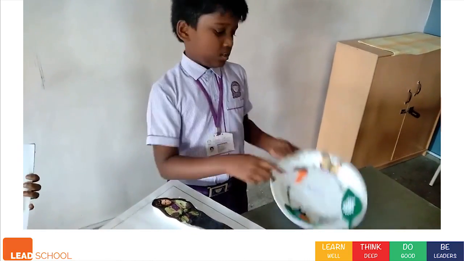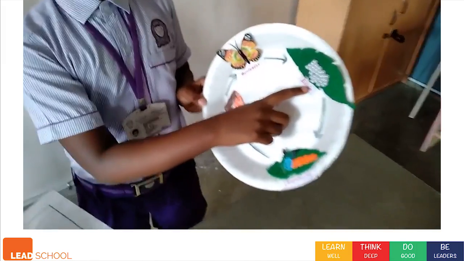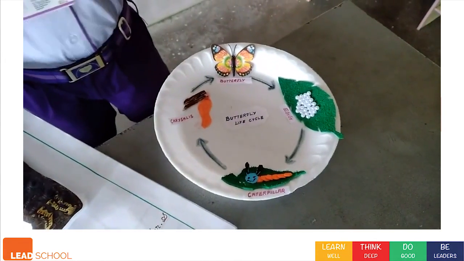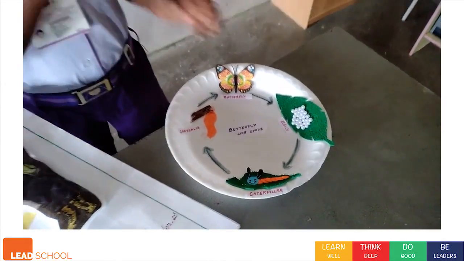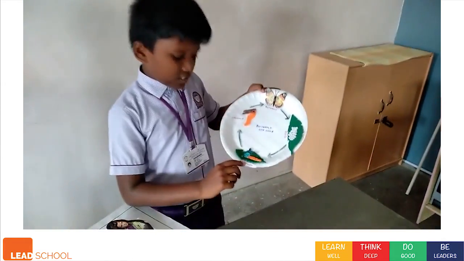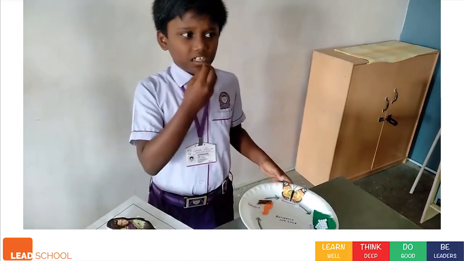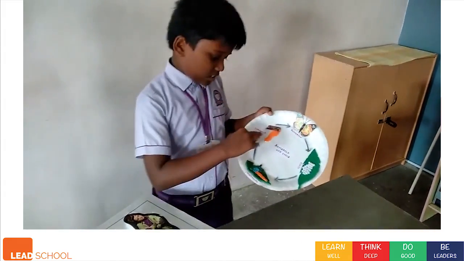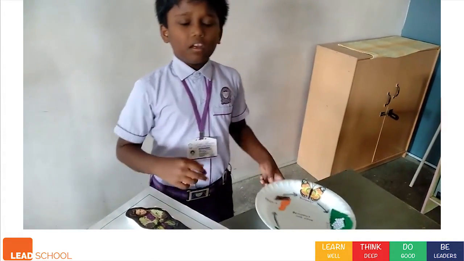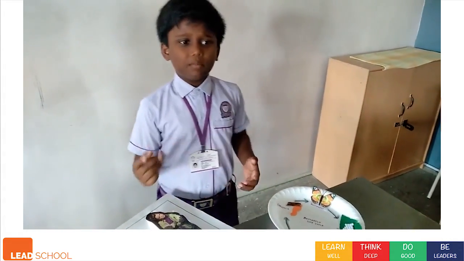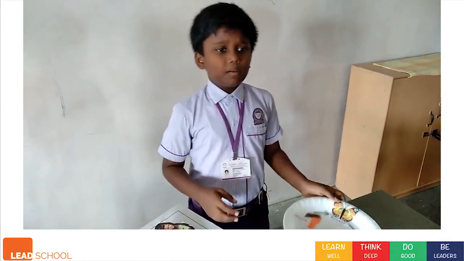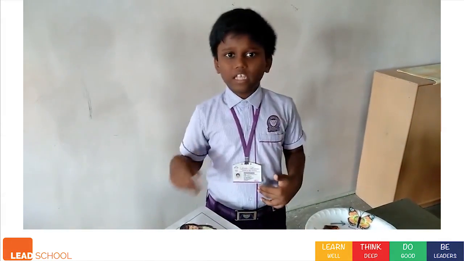4 stages. The first stage of butterfly life cycle is eggs. A female butterfly lays eggs under shady leaves and the eggs are very small. The second stage is caterpillar. A caterpillar eats leaves for many days and grows in size. The third stage is pupa. It hangs upside down on the stem and covers itself around. The last stage is butterfly. The butterfly comes out and starts its life cycle again.